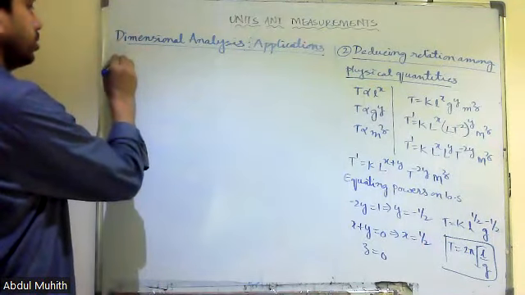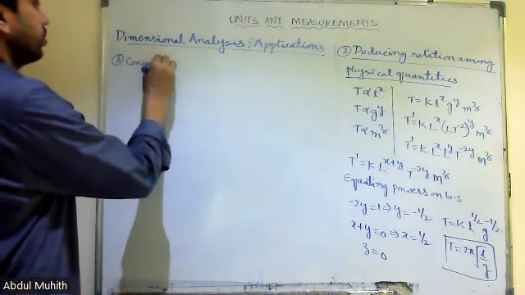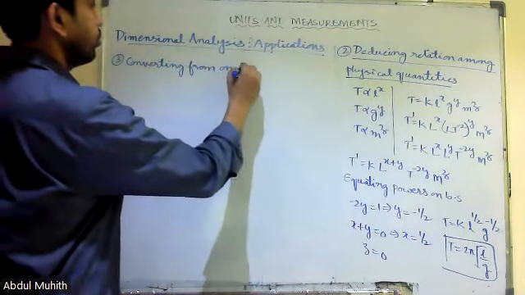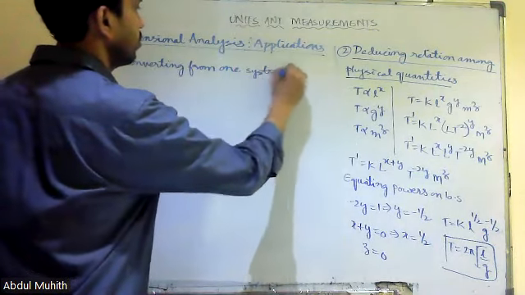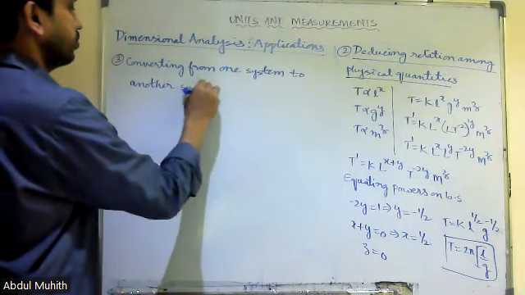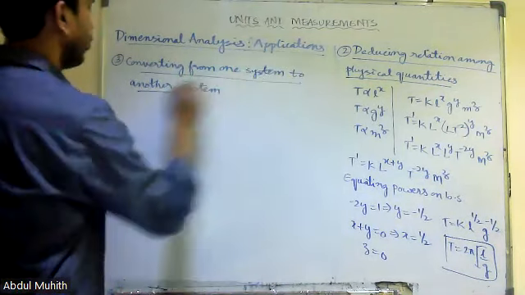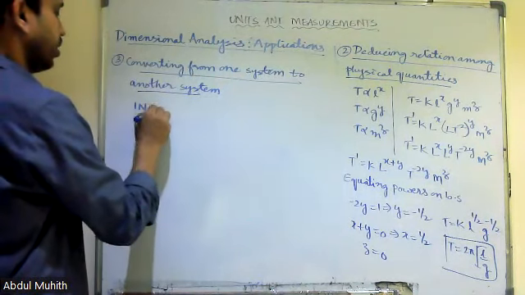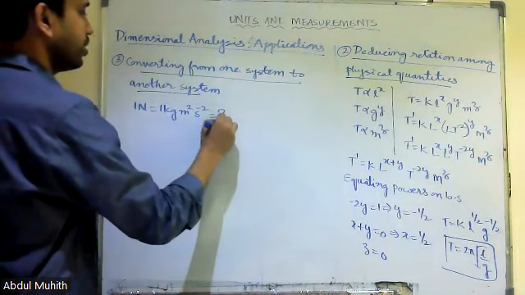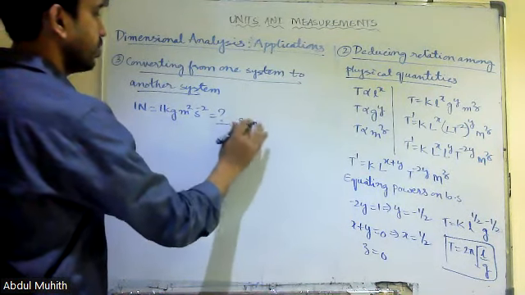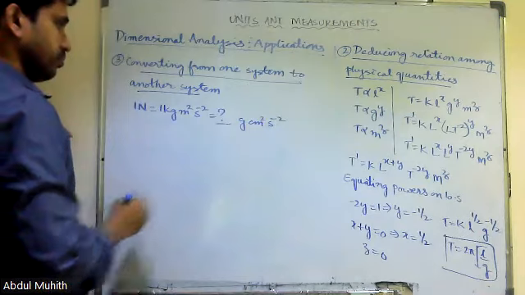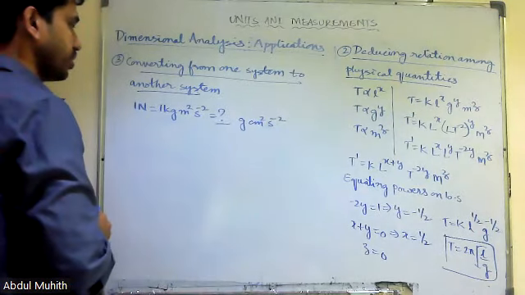The next one is the third one: converting from one system to another system. Suppose here we have 1 Newton equal to what? 1 kg meter per second square, equal to how many gram centimeter per second square?